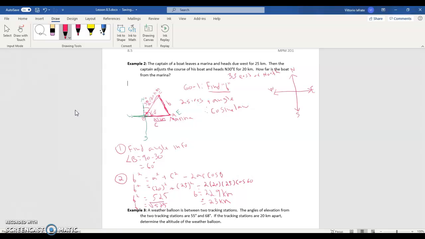So we can go and write our therefore statement. Therefore, the boat is 23 kilometers away from the marina.